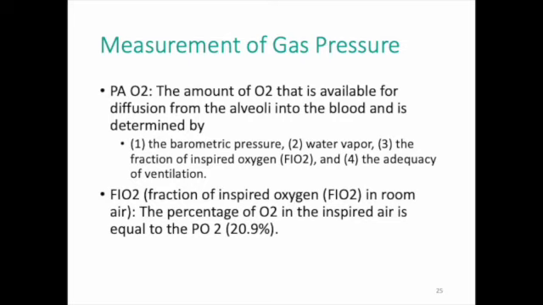FiO2, or the fraction of inspired oxygen, within room air is actually 20.9%, times the total barometric pressure, which is 760 millimeters of mercury at sea level. So when you multiply this, the partial pressure of oxygen is 159 millimeters of mercury. But at higher elevations, that barometric pressure falls and the amount of gases in the air will decrease. We round up that 20.9% and we just say 21%. So if you ever hear the terminology 21% FiO2, this is what it's referring to.